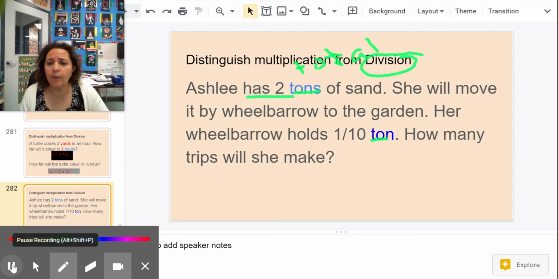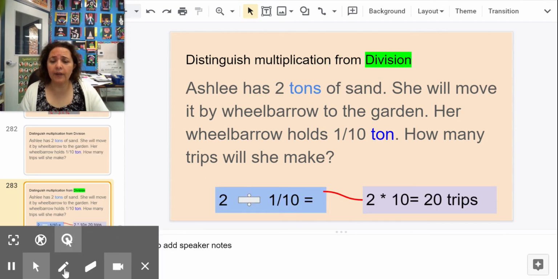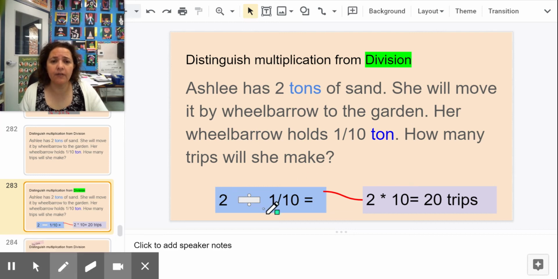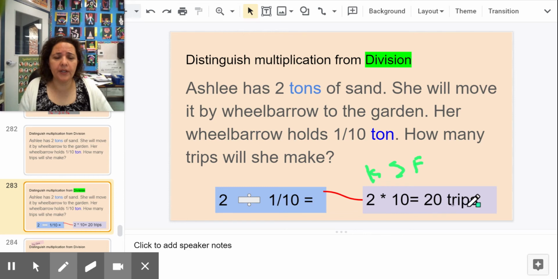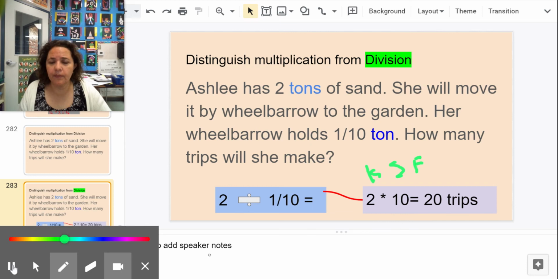So let's take a look. What does she have? That goes in the front. She has the 2 tons, and it's going to be divided up into 1/10, because her wheelbarrow only holds 1/10. So to keep, switch the sign, and then flip the 1/10. So it's 2 times 10, which is 20 trips. So she's going to have to make 20 trips.